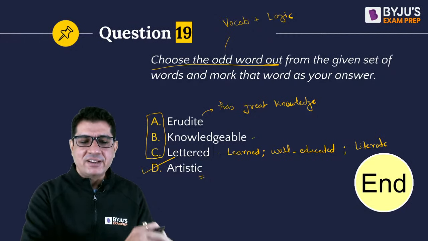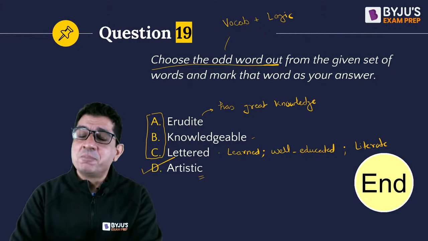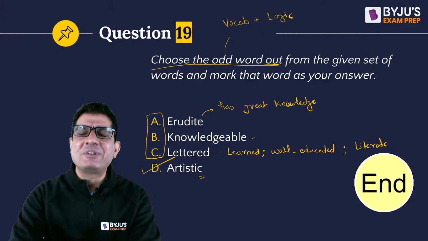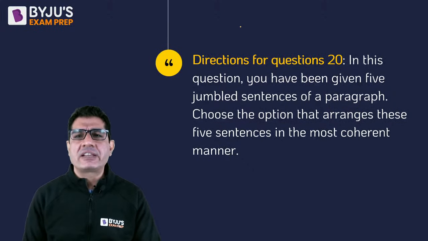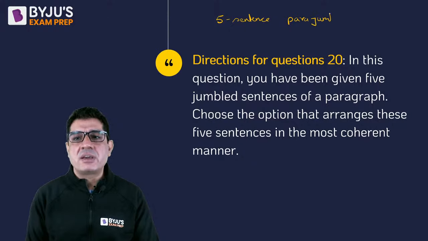And with that, let me take you over to the last question of our mini mock today, and that is another question type that we get asked in the exam, and that is parajumble. So normally when it comes to TISSNET, you get 5-sentence parajumbles where they give you 5 sentences and they ask you to arrange them.